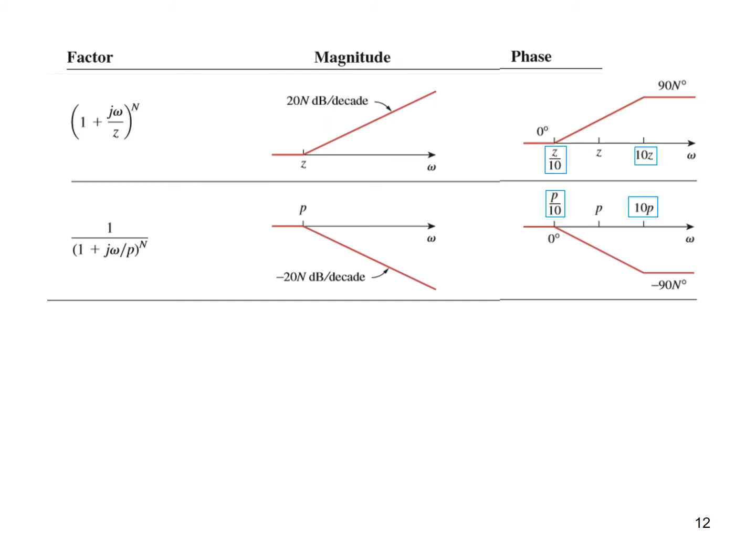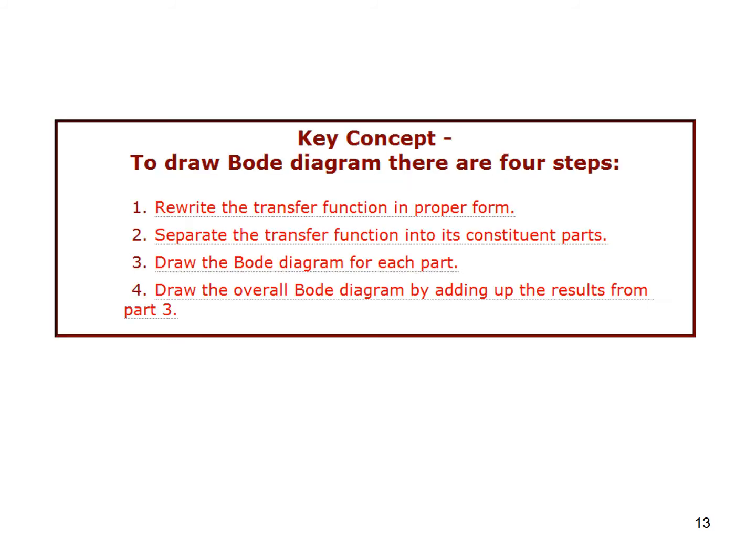And the angle, this is important to remember, will start from 1/10 of the corner frequency. So if the corner frequency is, let's say, 20, then 1/10 of that will be 2. So it will start from 1/10 of the corner frequency at 0 degrees, and it will reach 90 degrees at 10 times the corner frequency. And the same for the pole, it will just be a negative slope or negative angle. So with this knowledge, now let's solve some problems.